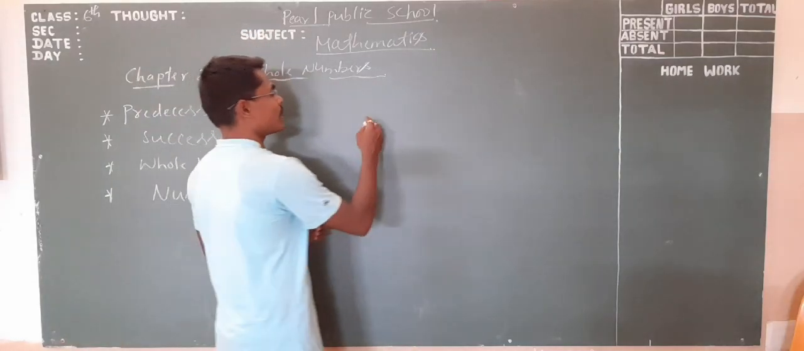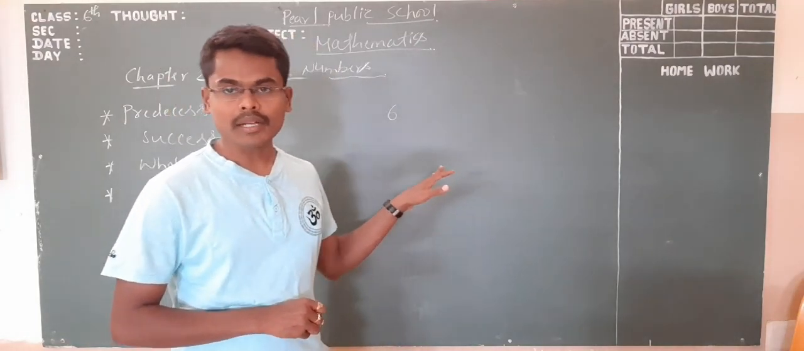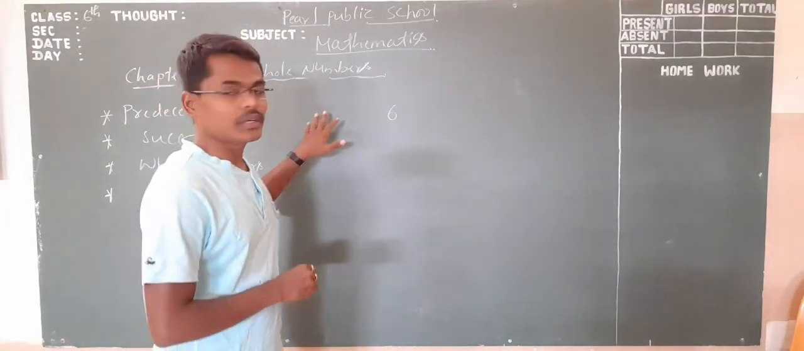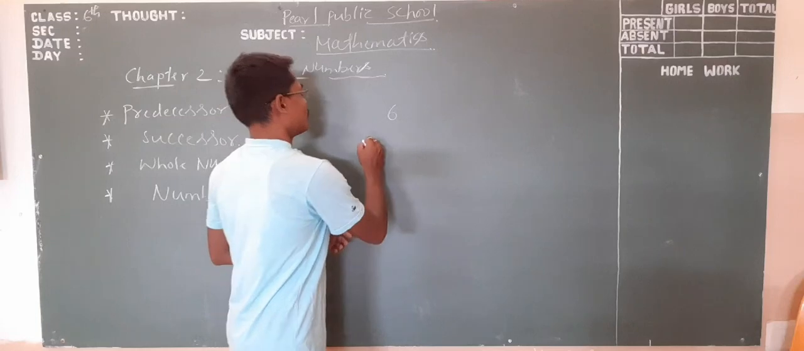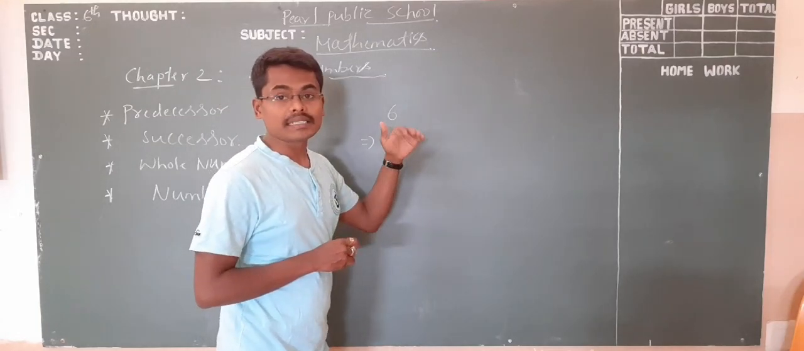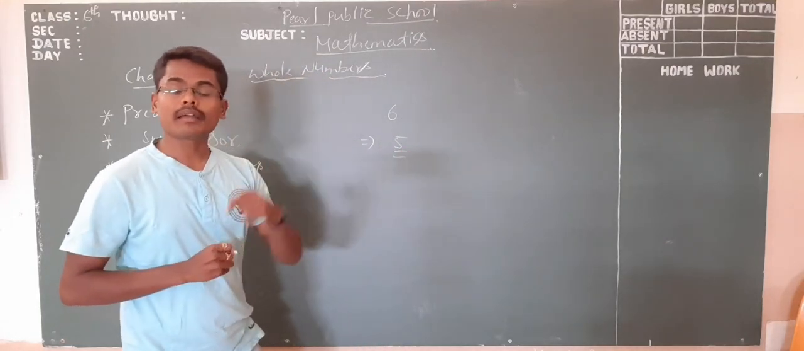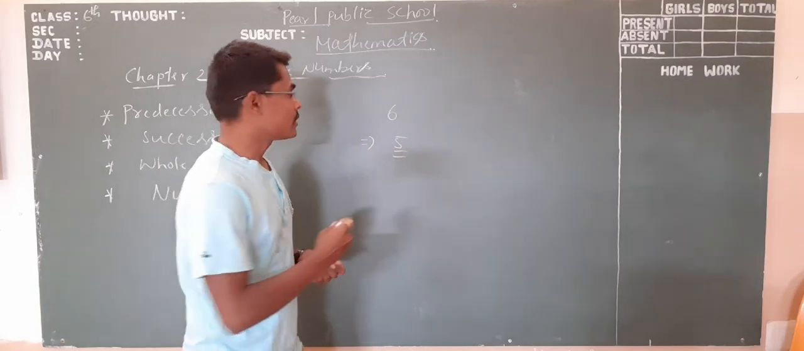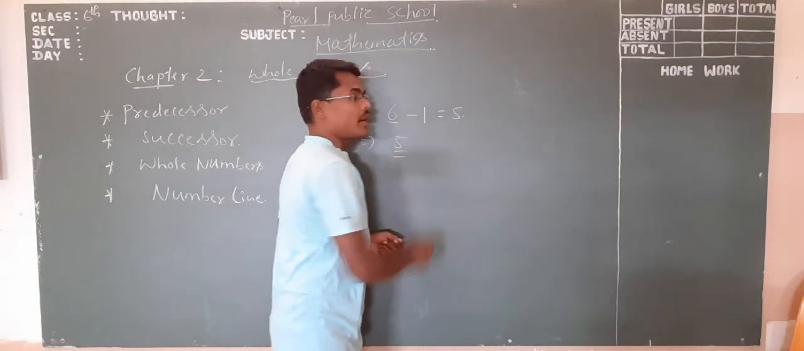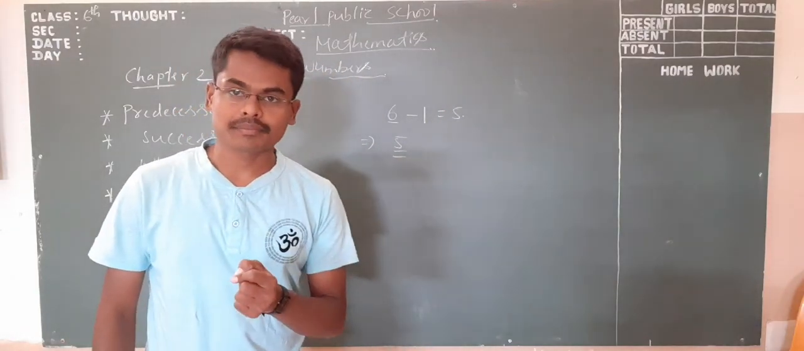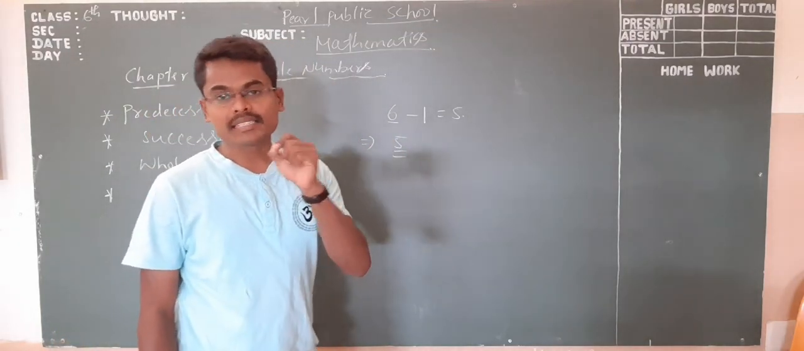Like now I am going to consider number 6. Okay, this is a whole number, right? And before going to the whole number, we are going to discuss what is the predecessor of number 6. Now the predecessor of 6 is 5. How can I write it like this? We know that 6 minus 1 will give 5. When we subtract 1 from the given number, we will get the predecessor.